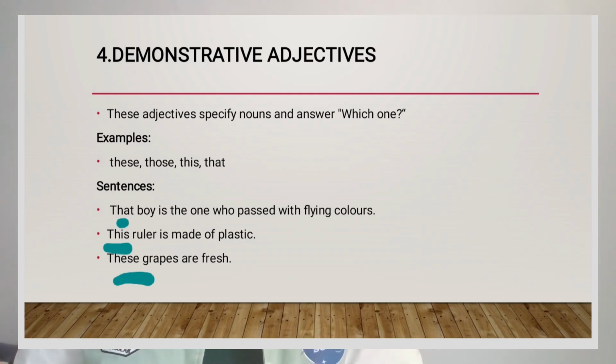So let's move on to the next type of adjectives, which is demonstrative adjectives. These adjectives specify nouns and answer which one. Which one are we talking about? So examples are these, those, this, that.